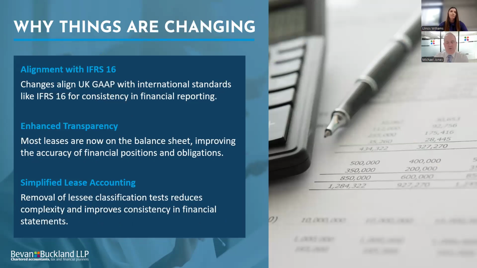Why are things changing? Within the UK, there's been an amendment to the standards. They're trying to get them closer to international standards, which are IFRS. So we've seen over the last couple of iterations of FRS 102 themselves, getting closely aligned to international standards. And that's why we've now got the changes to revenue recognition and lease accounting.